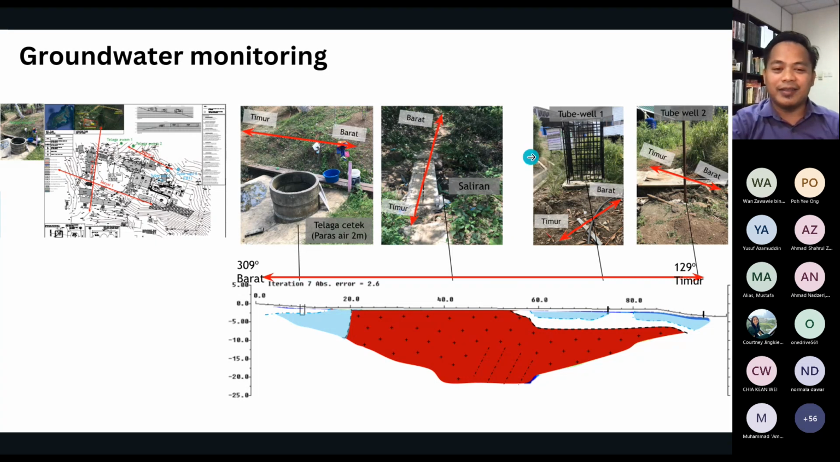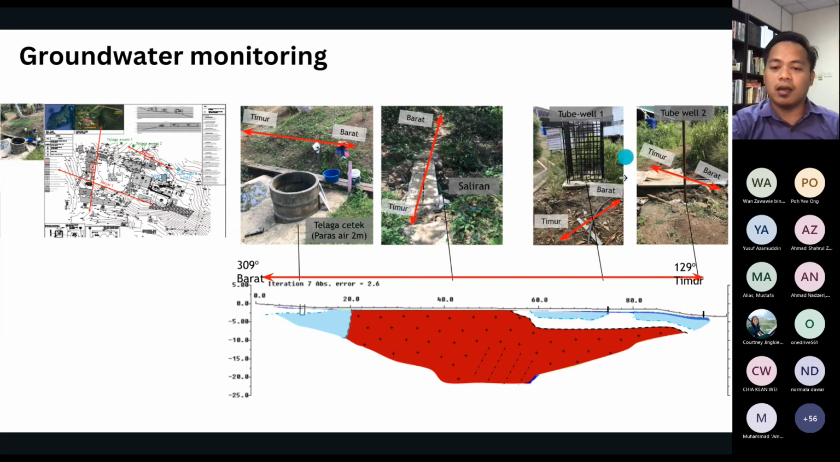So this is the situation when there's a dark well ataupun perigi, okay, telaga cetek lah, okay, dekat tempat within the area of the penduduk ataupun orang kampung sana lah. So there is a dark well, so they're able to get the water.